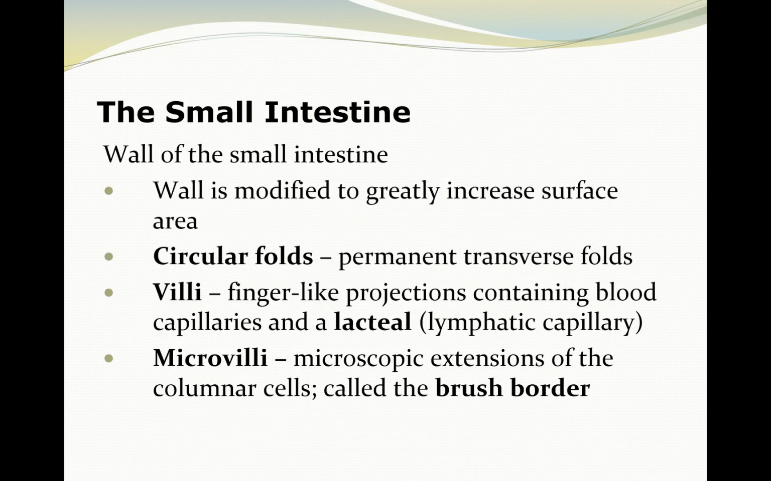The walls of the small intestine are modified to greatly increase surface area. We've got circular folds, villi, and microvilli. Circular folds are permanent transverse folds. Villi are finger-like projections that contain blood capillaries and lacteals, which are lymphatic capillaries. And then microvilli are microscopic extensions of the columnar cells, and they are called the brush border.